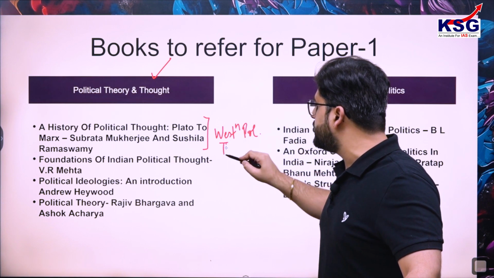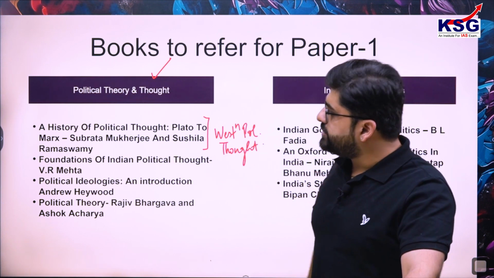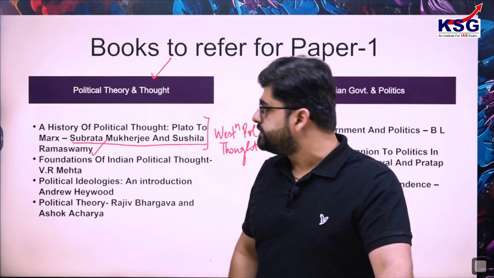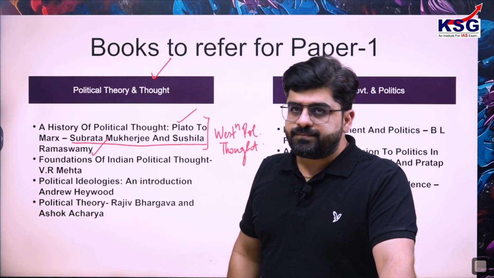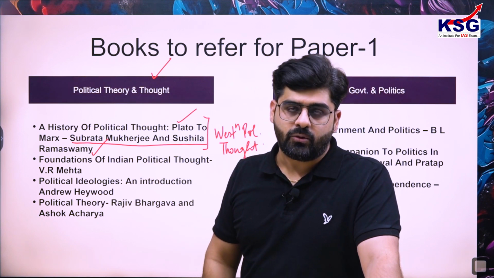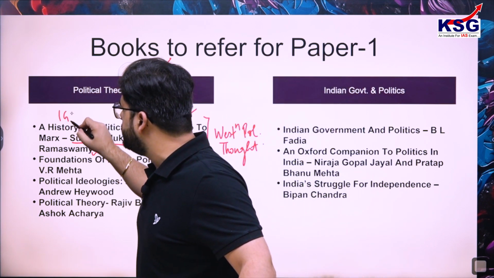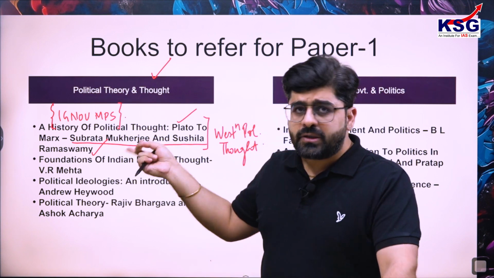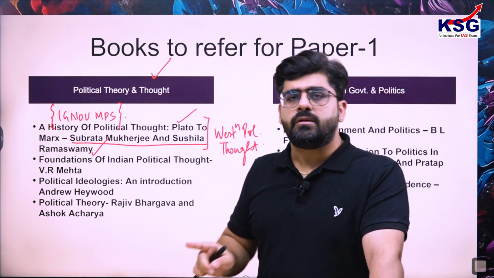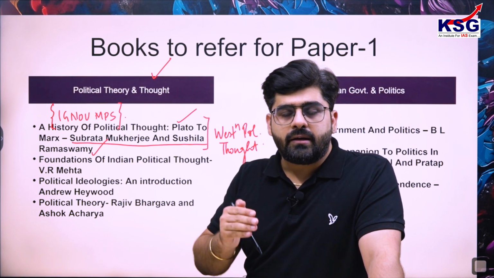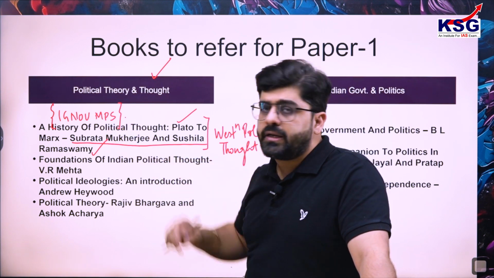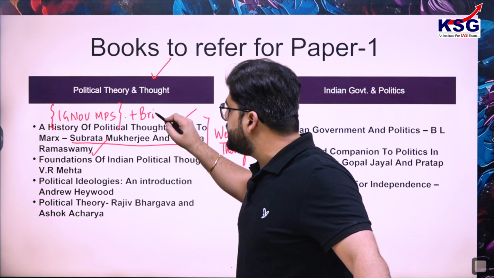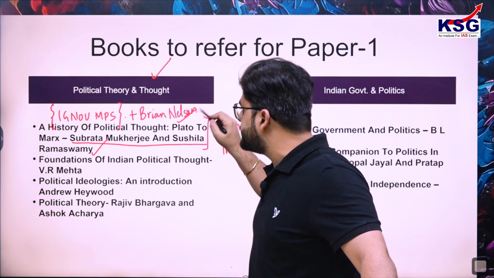Western political thought can be understood from numerous resources, but a book by Subrata Mukherjee and Sushila Ramaswamy, From Plato to Marx, is a very good book which you can refer to. However, a few thinkers are missing from this book. For those parts, you can refer to the IGNOU MPS material also. For example, the recent studies around critical theory, neo-Marxism, and philosophers like Hannah Arendt are missing. For that, IGNOU MPS material can be referred. It's good material. Or there is another book by Brian Nelson, which can also be referred to for those portions.